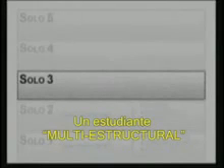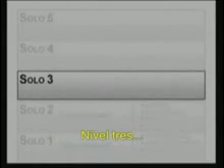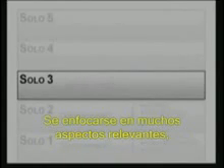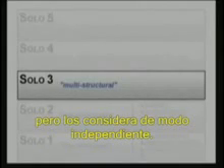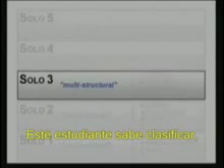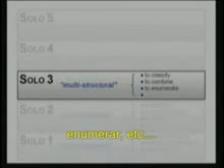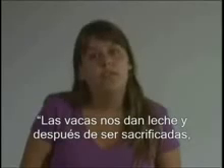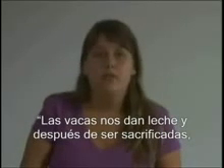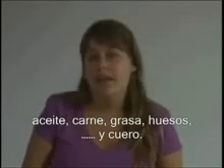A student at the multistructural level, level 3, can focus on several relevant aspects, but they are considered independently. He is able to classify, to combine, to enumerate, and so on. Cows give us milk, and when slaughtered they give us oil, meat, fat, bone, and leather.